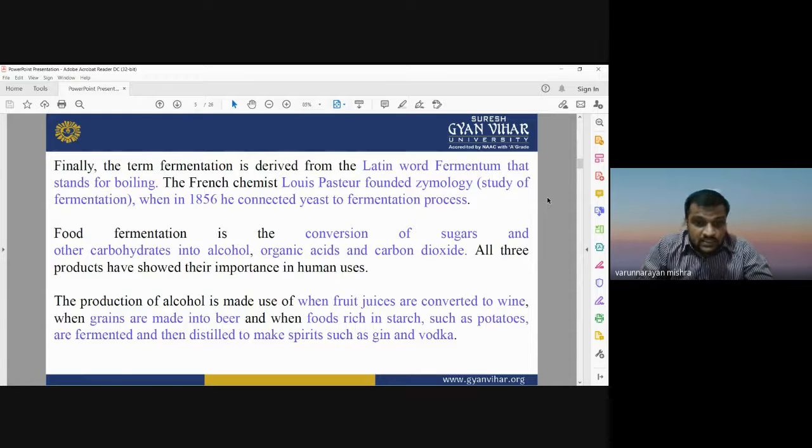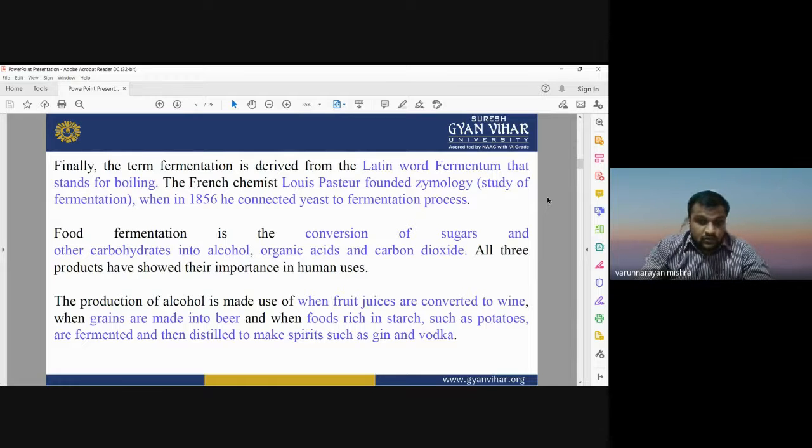In 1856 he connected yeast to the fermentation process, so the term zymology was started in 1856 by the French chemist. He was very famous, Louis Pasteur. He developed a branch of science, zymology, which studies the fermentation process. Food fermentation is the conversion of sugars and other carbohydrates into alcohol, organic acids, and carbon dioxide. All three products have shown their importance in human use.